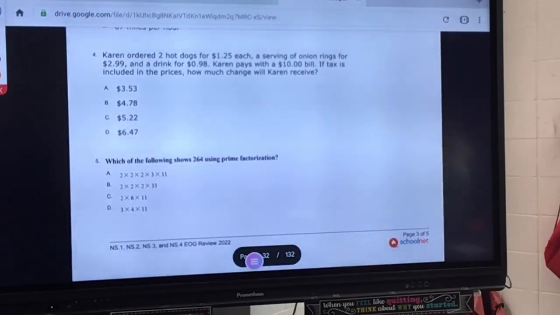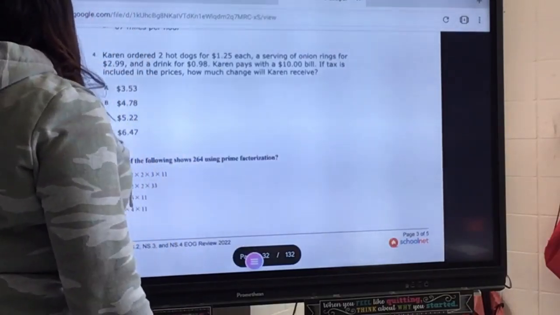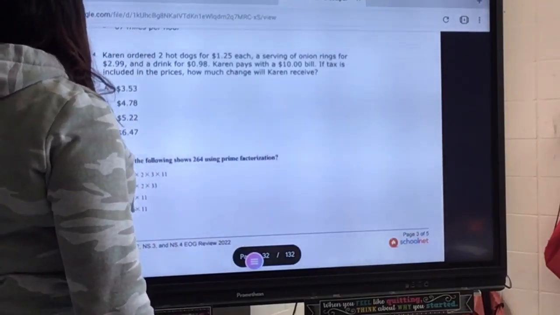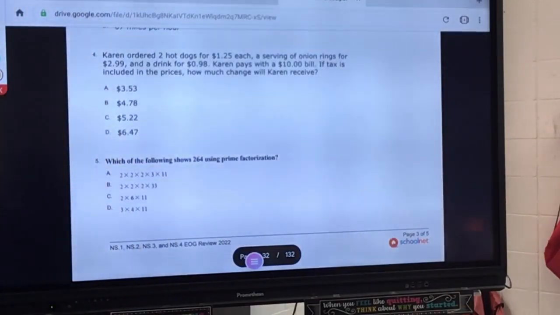Okay, so we are going to annotate and solve. Alright, so it says Karen ordered 2 hot dogs for $1.25 each, a serving of onion rings for $2.99, and a drink for 98 cents. Karen pays with a $10 bill. If tax is included in the prices, how much change will Karen receive?